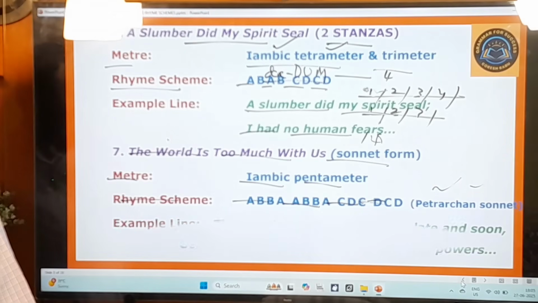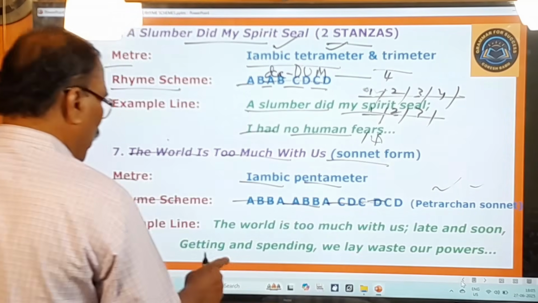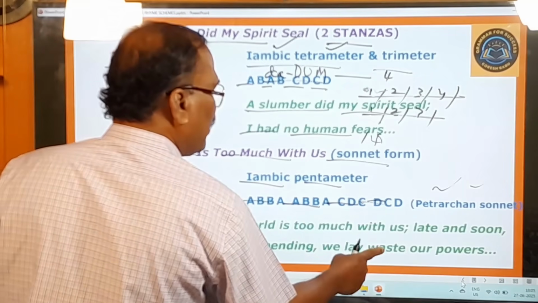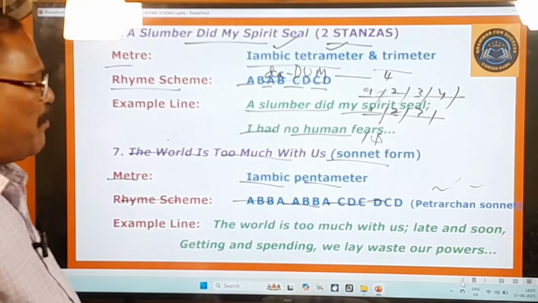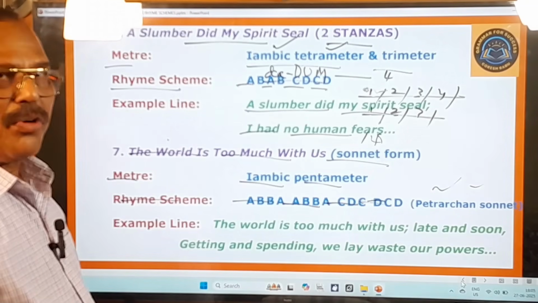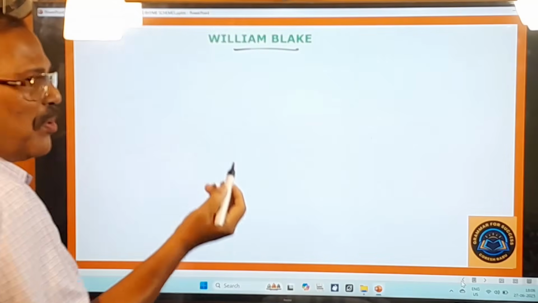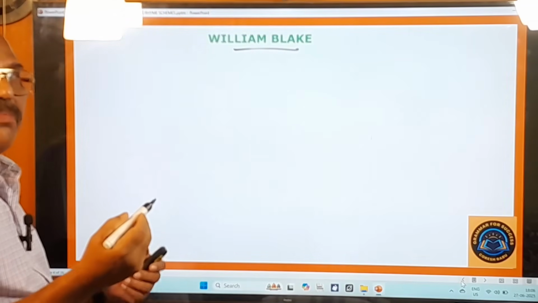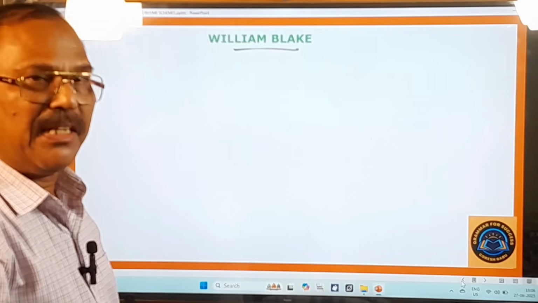And one example here I would like to give you: "The world is too much with us, late and soon, getting and spending, we lay waste our powers," and all that. So one or two lines from this poem are given here. Now you move on to other poems. William Blake. As many as three poems of William Blake are prescribed for study in your PGT syllabus.